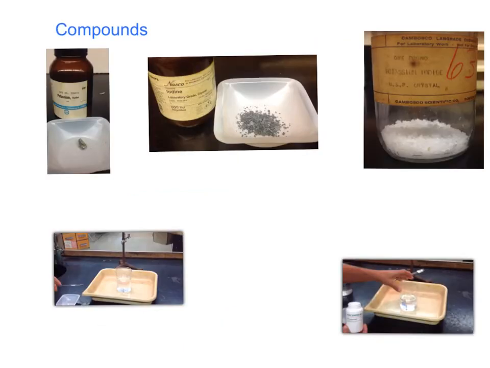All right, so here we're looking at compounds. And we know that compounds are 2 or more different things or elements combined to make a new substance with new and different properties. That's a better definition, thank you.